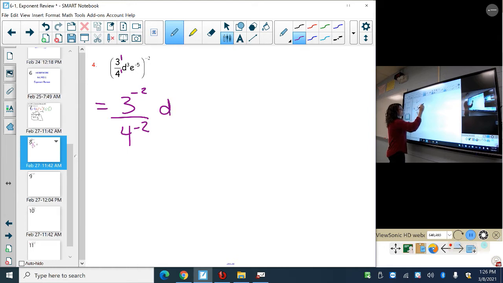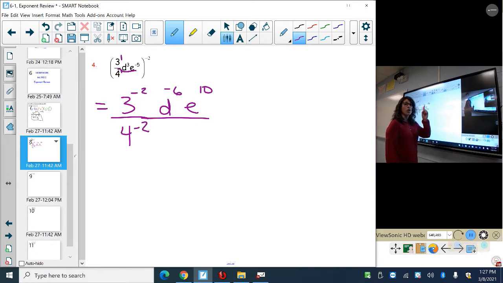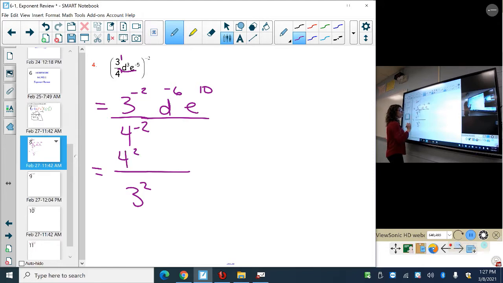So 3 times negative 2 is negative 6, e to the positive 10. And I'm going to extend that bar. When you do that, that is the same thing as extending it up there and understanding that the D and the E are in the numerator. Okay? Now, 3 to the negative 2 is going to go to the bottom and become positive. 4 to the negative 2 is going to go to the top and become positive. D to the 6th is going to go to the bottom and become positive. And E to the 10th stays exactly where it is because it is already positive.